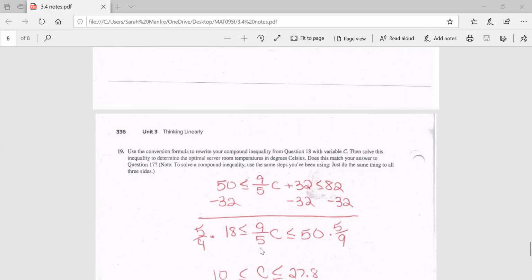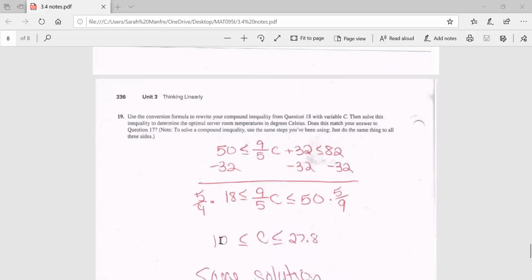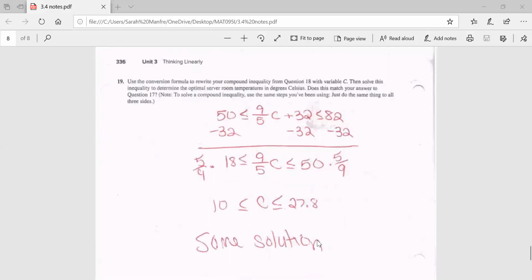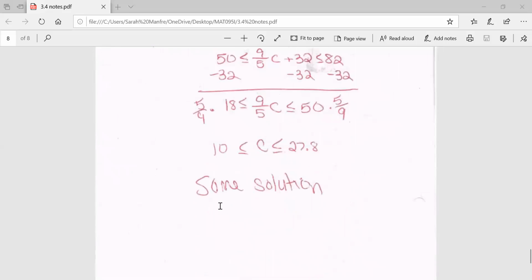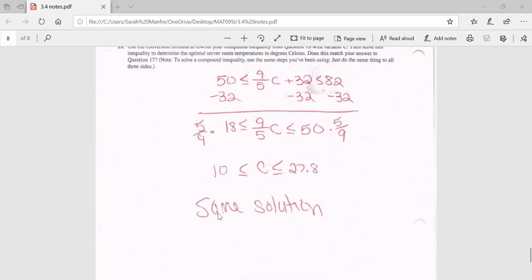Now, I need to get rid of this 9/5. Well, we have to multiply by 5 over 9. So 5 times 18 divided by 9 is 10. 50 times 5 divided by 9 is 27.8. And notice that those are the exact same solutions we got earlier, but we are just putting it into one statement. Okay, so this is the end of 3.4.